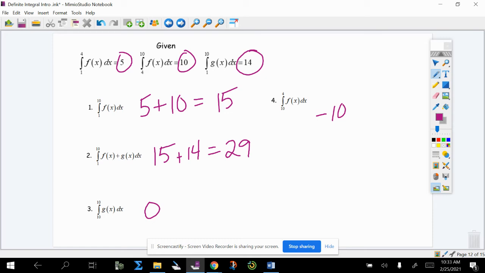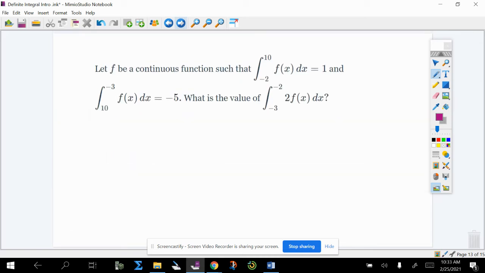So let me show you what Delta Math will do. Delta Math will always tell you it's a continuous function because if it's not a continuous function, we can't do integration. And then it will give you some given information and ask you to find something that relates the given information. So this one says, I know from negative 2 to 10 is 1, and I know from 10 to negative 3 is negative 5. What happens if I go from negative 3 to negative 2 and double my function? So this one's using a lot of rules all in one problem.